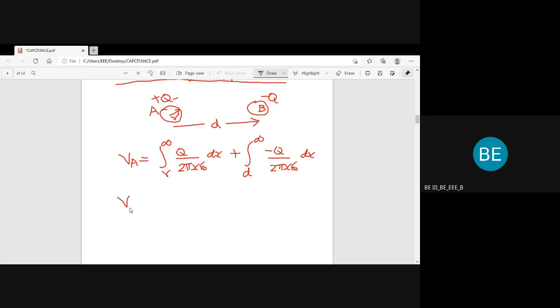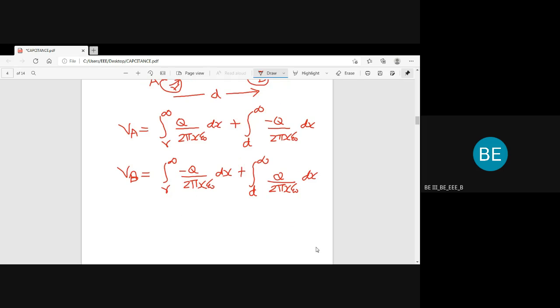If I want to find it for conductor B, I am considering integral r to infinity of minus q divided by 2 pi x sigma naught dx, plus integral from distance d to infinity, where the charge will be q divided by 2 pi x sigma naught dx. So both equations will be the same. So VA and VB will be the same. We can write the same thing.